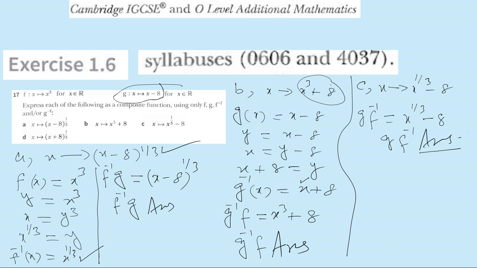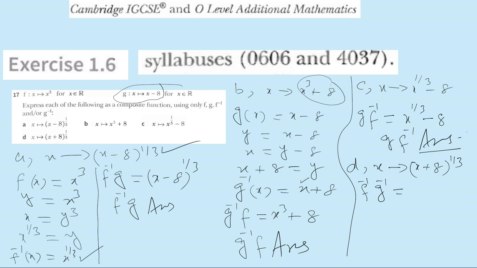Now the last part is d. x mapped onto x plus 8 to the power 1 upon 3. Clearly, this is f inverse g inverse. You can verify f inverse g inverse.